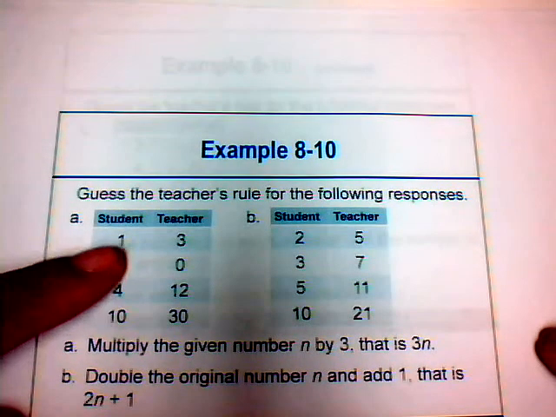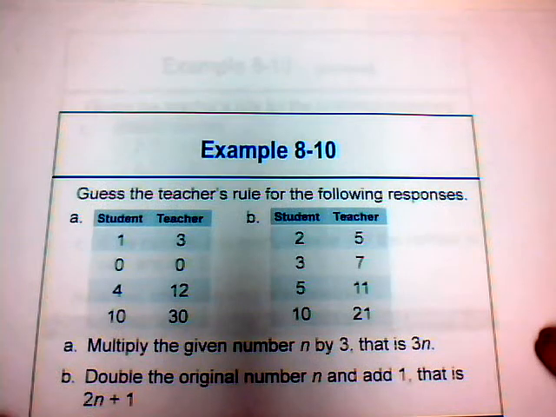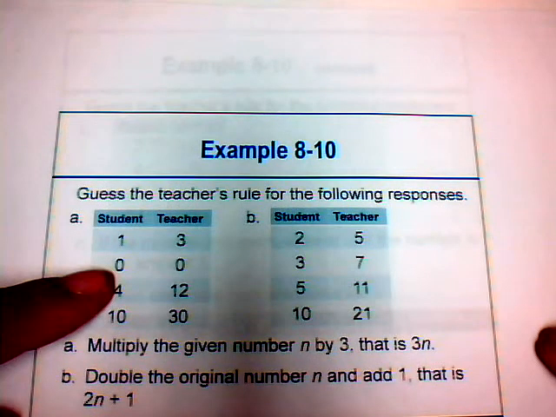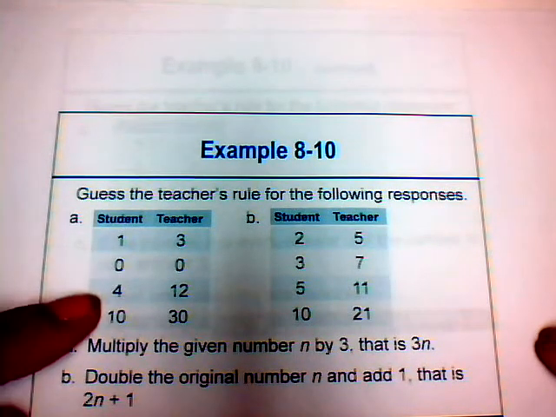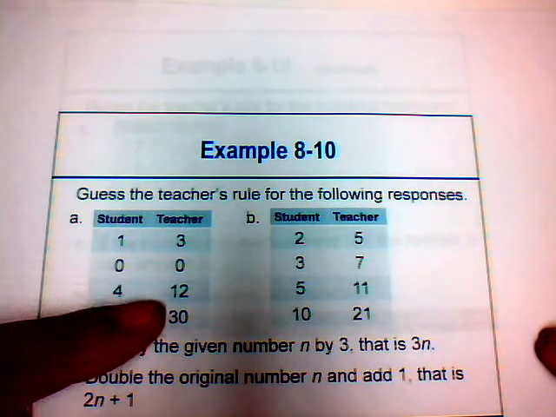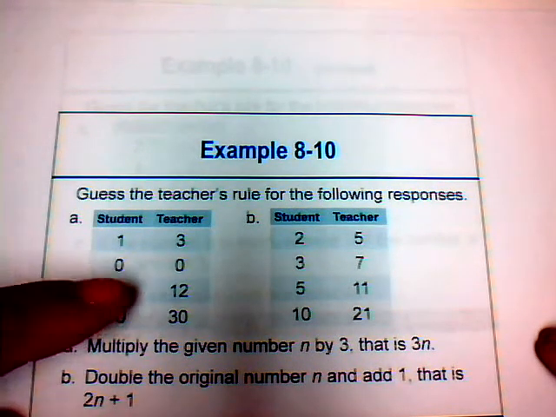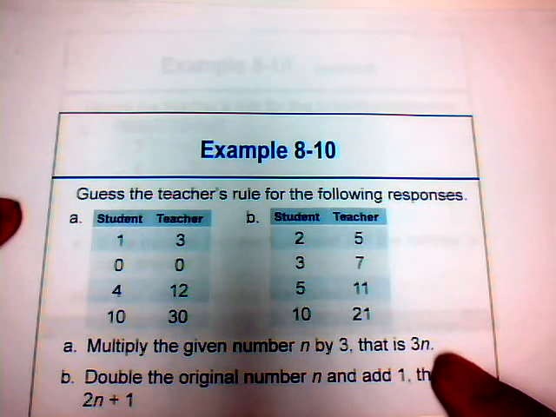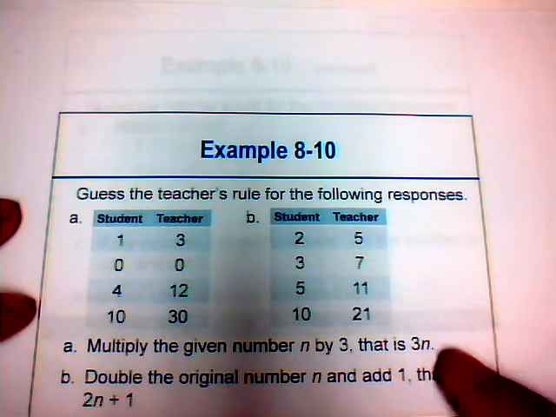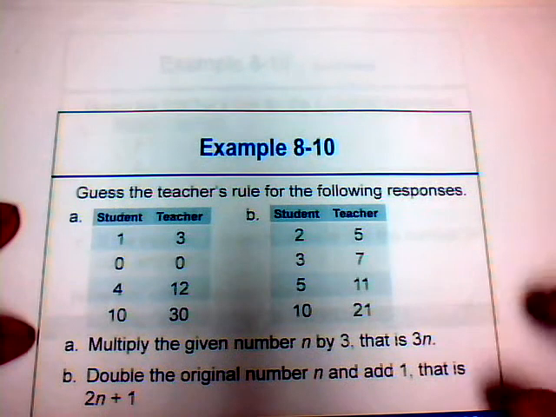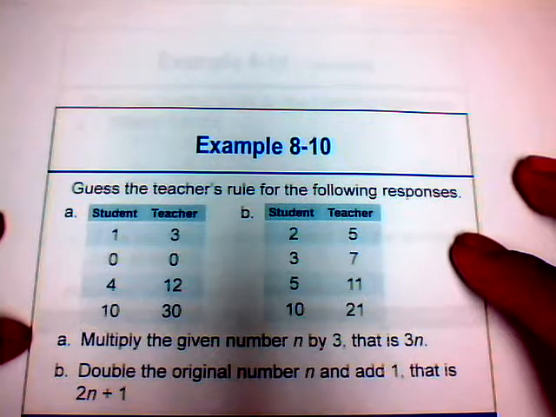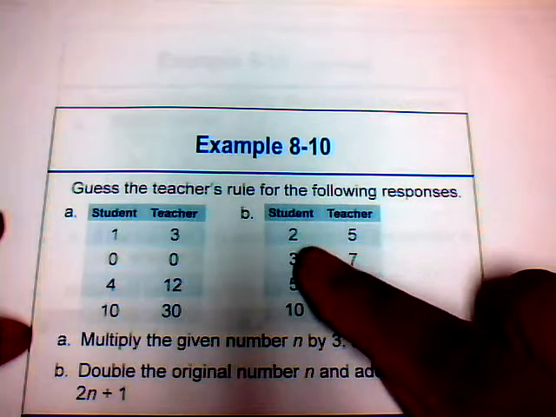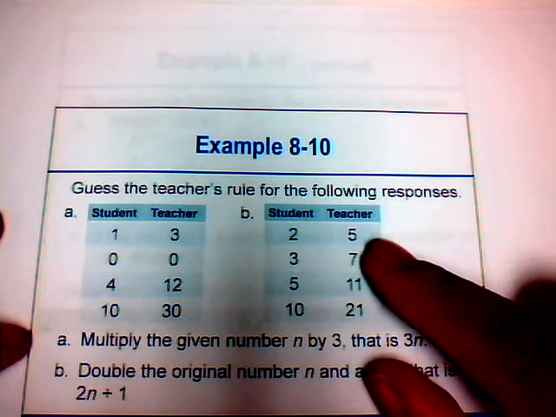So for n is 1, 3 times 1 is 3. For 0, 3 times 0 is 0. For 4, 4 times 3 is 12. And for 10, 10 times 3 is 30. So 3 times n will be the rule that the teacher is using. Now in part B, the student gives the number 2, but the teacher responds with 5.